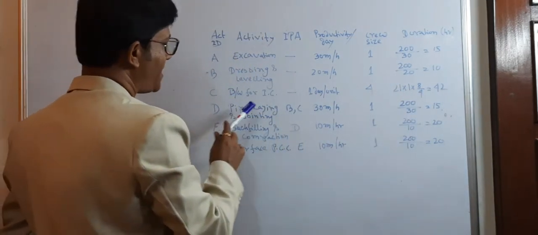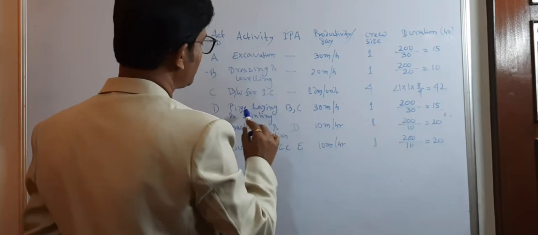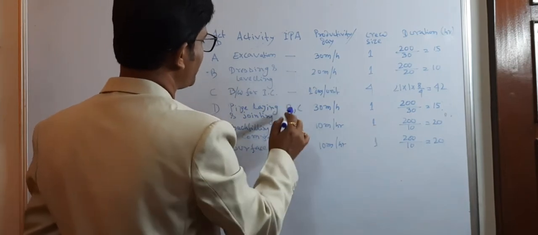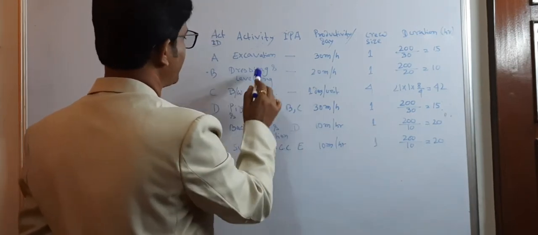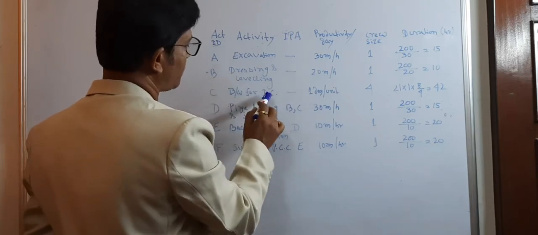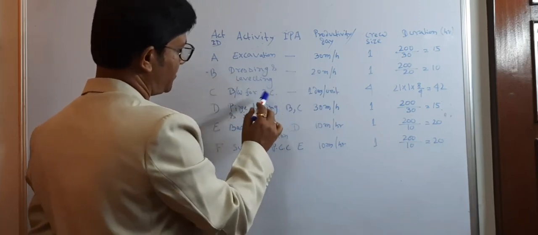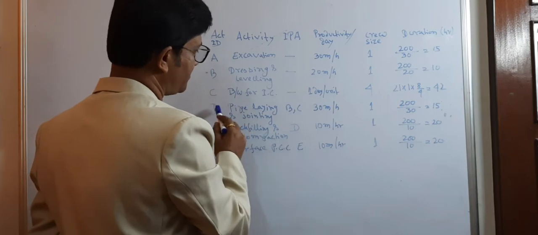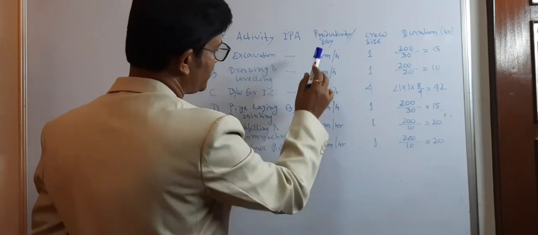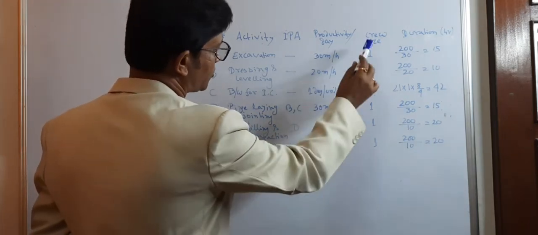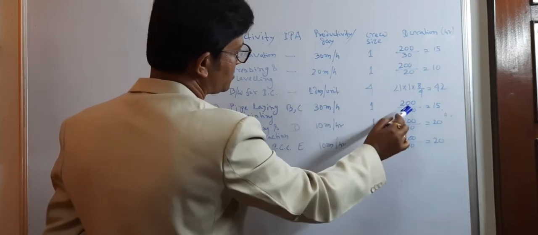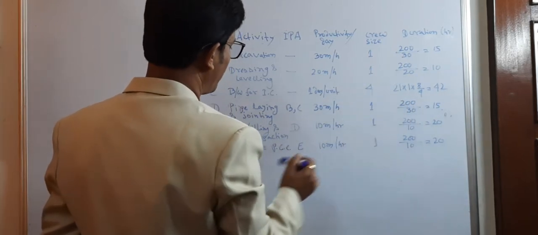This pipe laying and jointing is interdependent on activities B and C, that is dressing and leveling and the brickwork for the inspection chamber. It is also interdependent with activity D. The productivity per day is 30 meters per hour, so the crew size is 1 and the duration is 200 divided by 30, which is equal to 15.